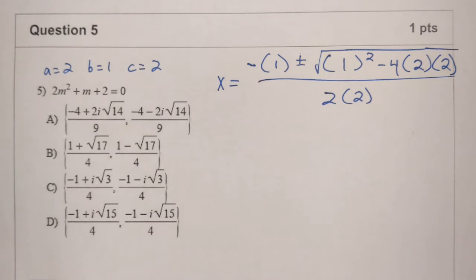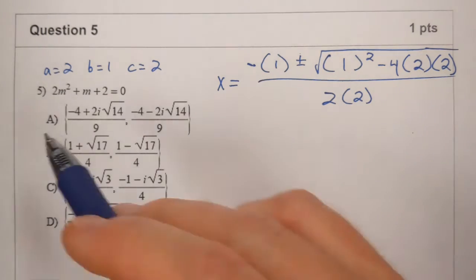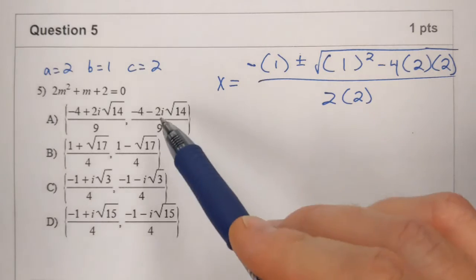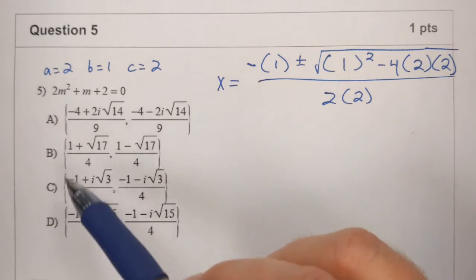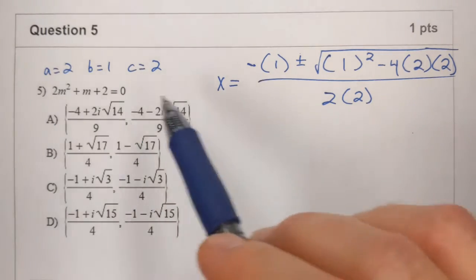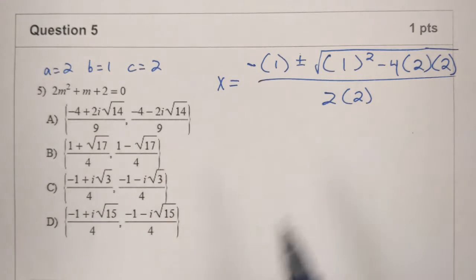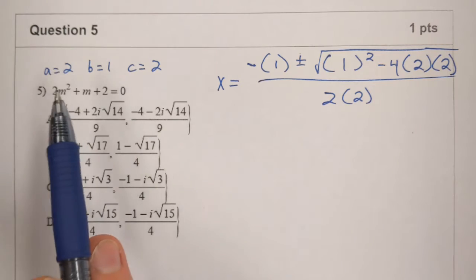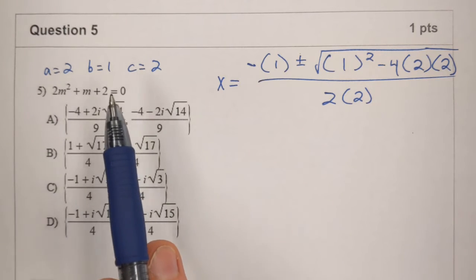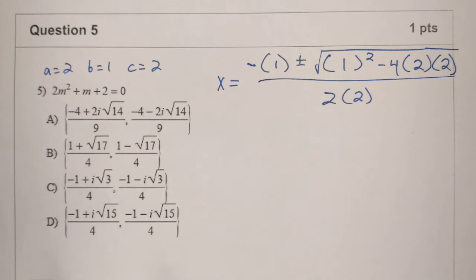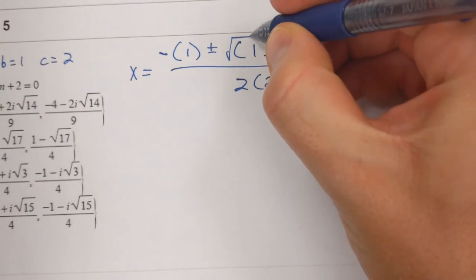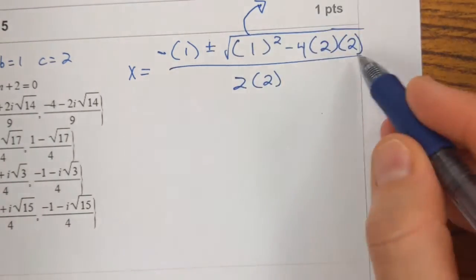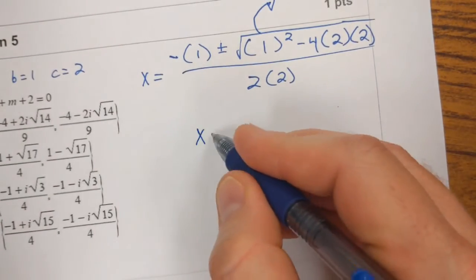Let's look at question 5 then. And question 5, look at your multiple choice answers. You're probably looking at this thinking, what in the world is going on with these answers? All right, well, I'm going to show you. Question 5 starts out normal enough. We have our A value of 2, our B value of 1, our C value of 2. And as always, I'm going to encourage you to really start by focusing on this square root.